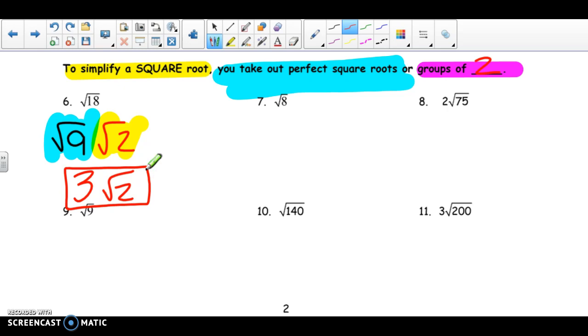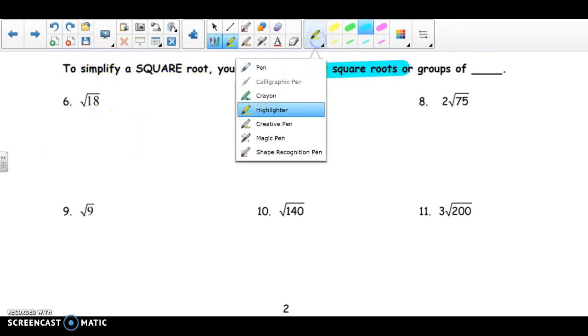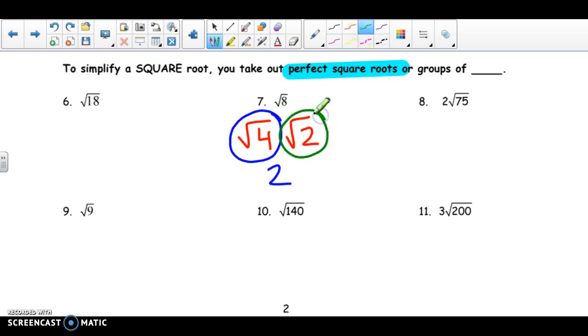Let's try another one here. I'm going to take the perfect square root approach again on problem number 7. 8 is the same as 4 times 2, so the square root of 8 is the same as the square root of 4 times the square root of 2. This is the perfect number 2, and this, unfortunately, doesn't change, so the answer would be 2 root 2. And you can look at your calculator and check that.